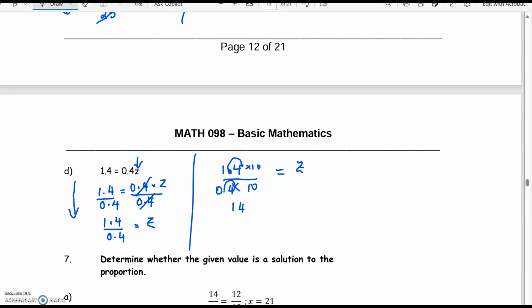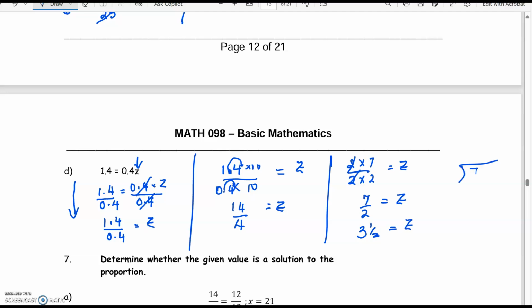Same thing in the denominator. 14 over 4 equals z. 14 over 4. I'm going to go 2 times 7, 2 times 2 equals z. Cancel the 2's. 7 halves equals z. And if you need to write it as a mixed number, 2 goes 3 times into 7, leaving a remainder of 1. So z is equal to 3 and a half.